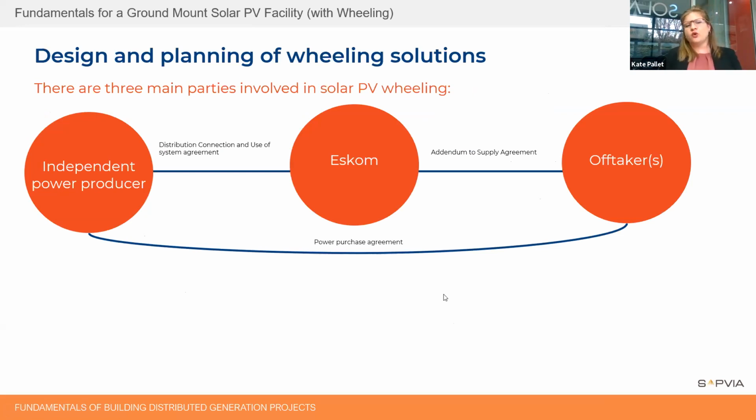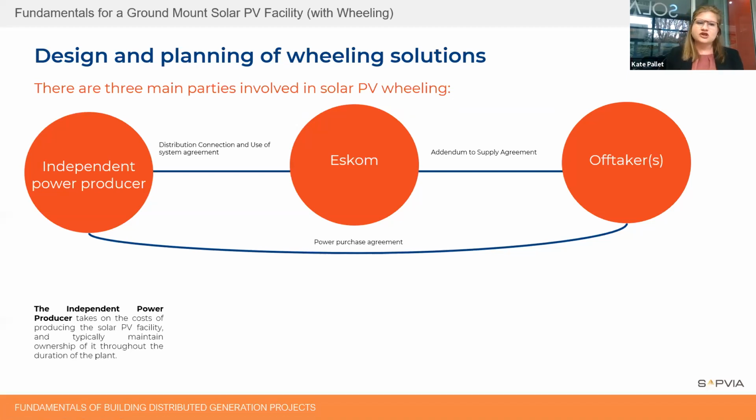So as I mentioned before, wheeling has 3 different parties that are involved. If you can just press for the first point, Kim. The independent power producer would be yourself if you were taking on a project like this. Basically, they take on the costs relating to the solar PV facility, and they typically maintain it and maintain the ownership of it throughout the life or the duration of the PPA.